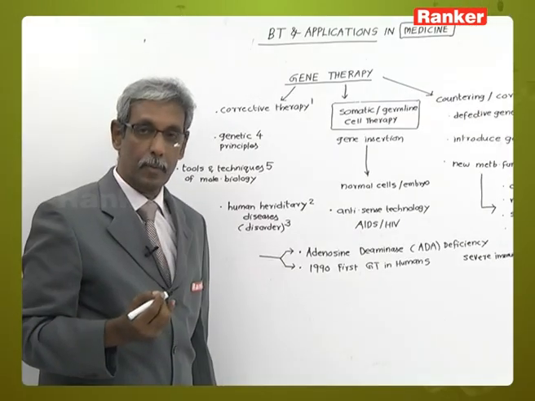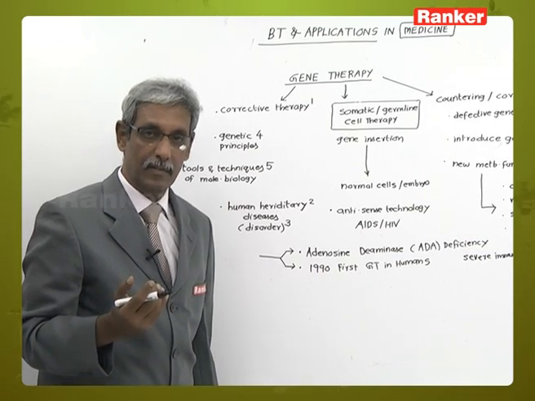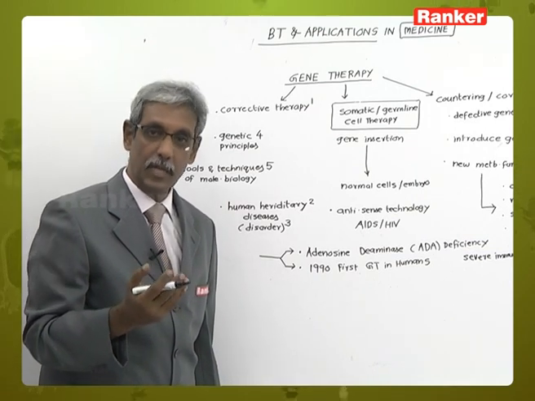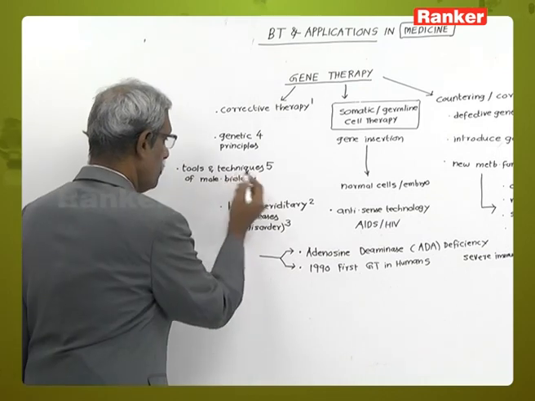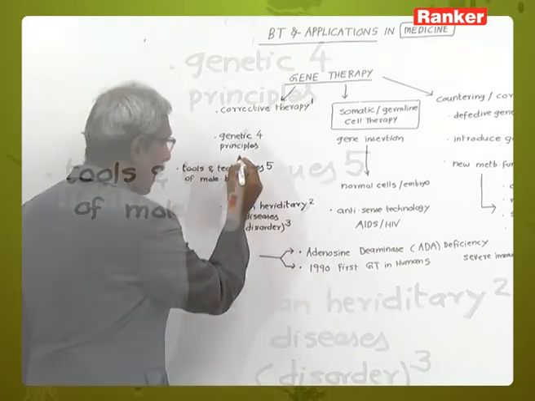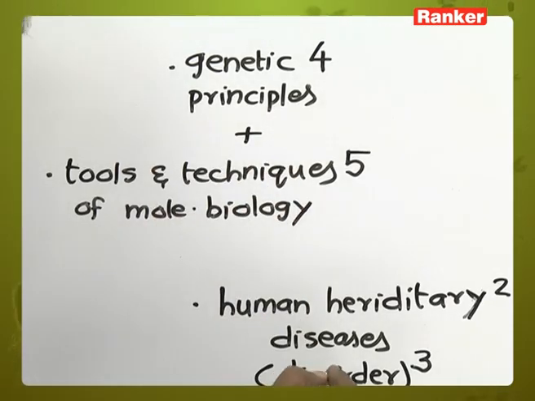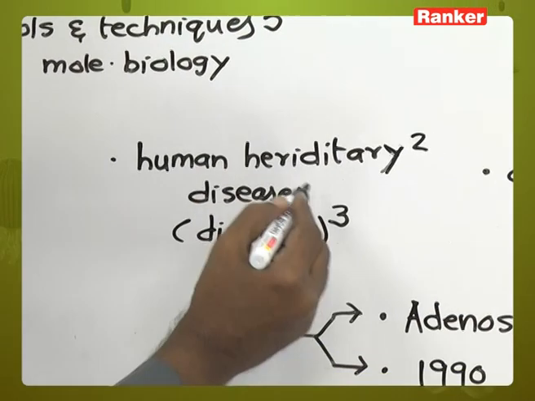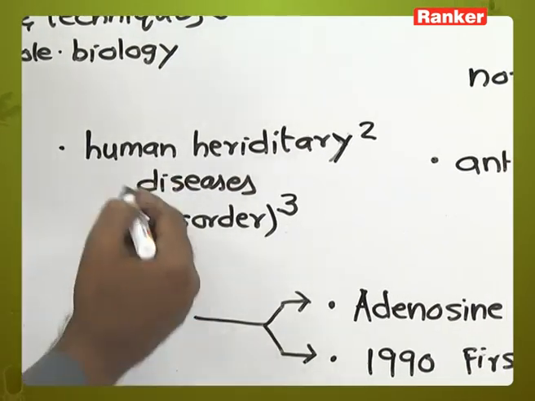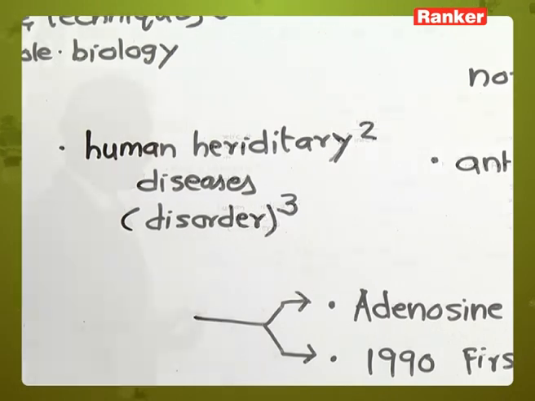That is, we are using recombinant DNA technology, genetic engineering by restriction enzymes, gene cloning, etc. We are using tools and techniques of molecular biology and adding to that the genetic principles for correcting chromosomal disorders or human hereditary diseases which are inherited.